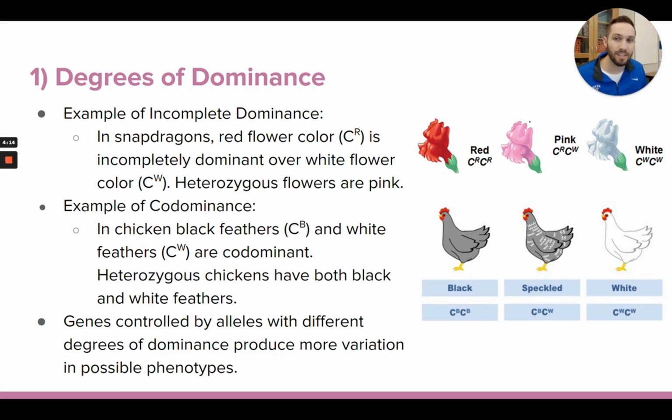But in this example on the slides, I have an example again with flower color, with a red allele and a white allele being incompletely dominant. So if you're heterozygous, you're going to end up being pink in this example. And here's an example with chickens.